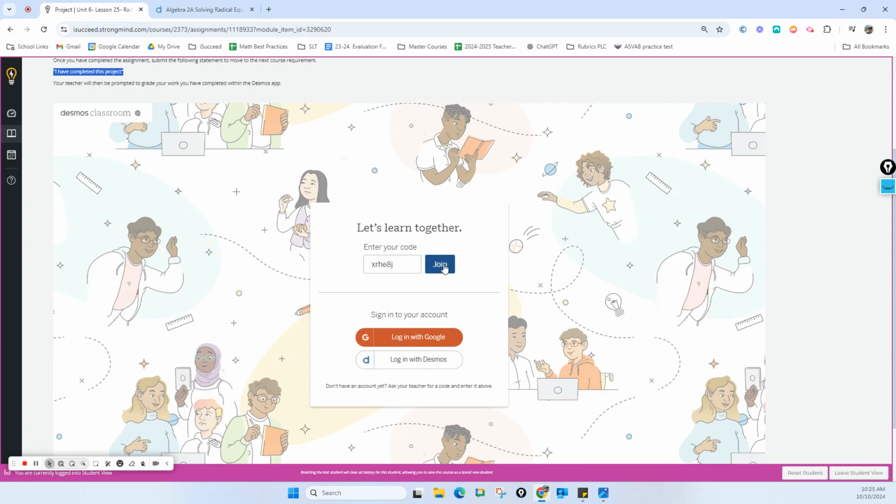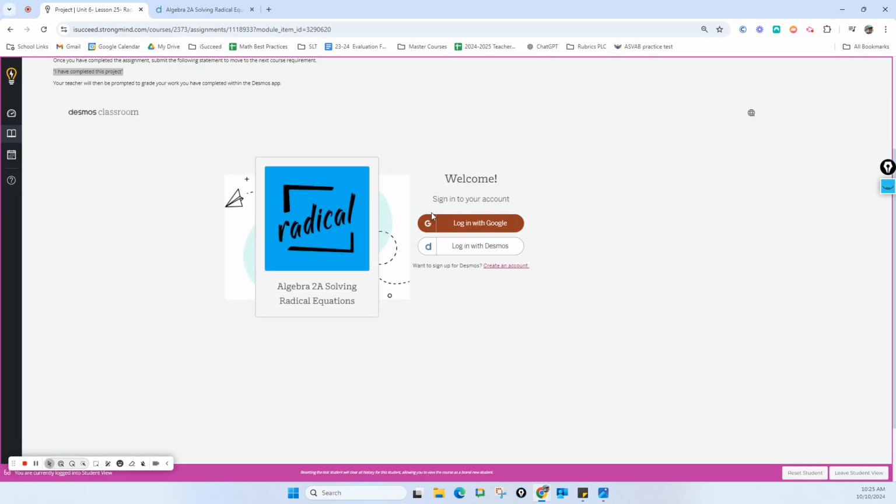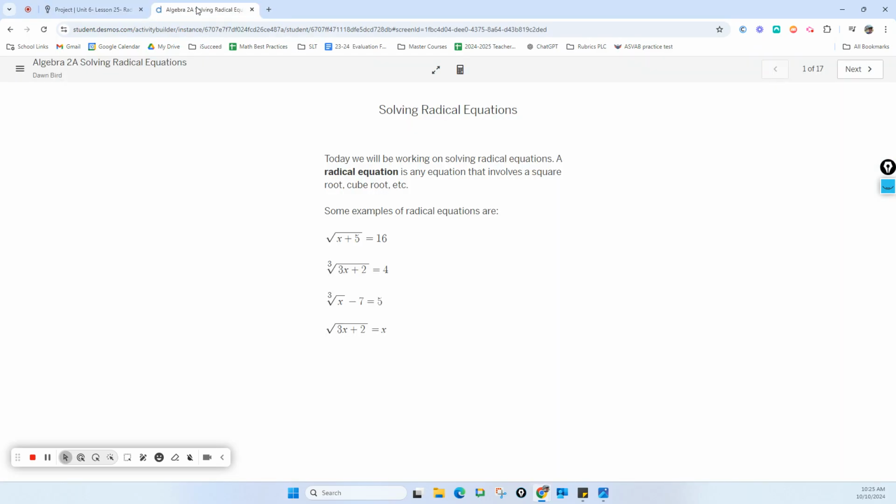You're going to click join. You're going to be asked to sign in, and the benefit of signing in is that it saves your work for you, and it saves it to your name. So Sally gets credit for Sally's work, not Johnny's work. Go ahead and sign in with Google. That is the easiest way because we all have a Google account. That is what our school email is. So log in with Google, and once you have done that, this is what it's going to look like.